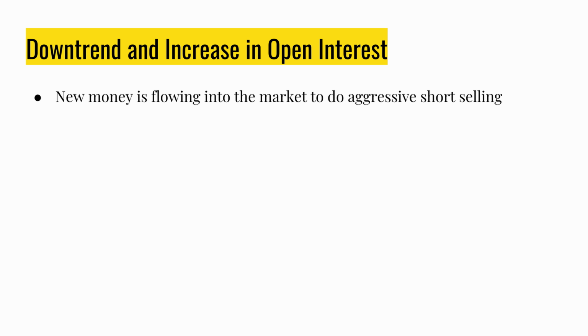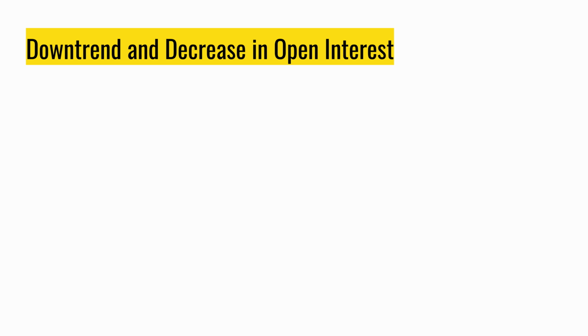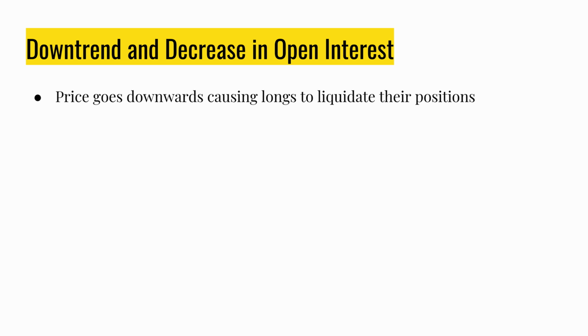This simply means that new money is flowing into the market to do some aggressive short selling, as it is obvious to the traders that the underlying asset is going to move lower. The final scenario is when there's a downtrend and a decrease in open interest. This means that prices are going to move downwards due to longs having to liquidate their positions.